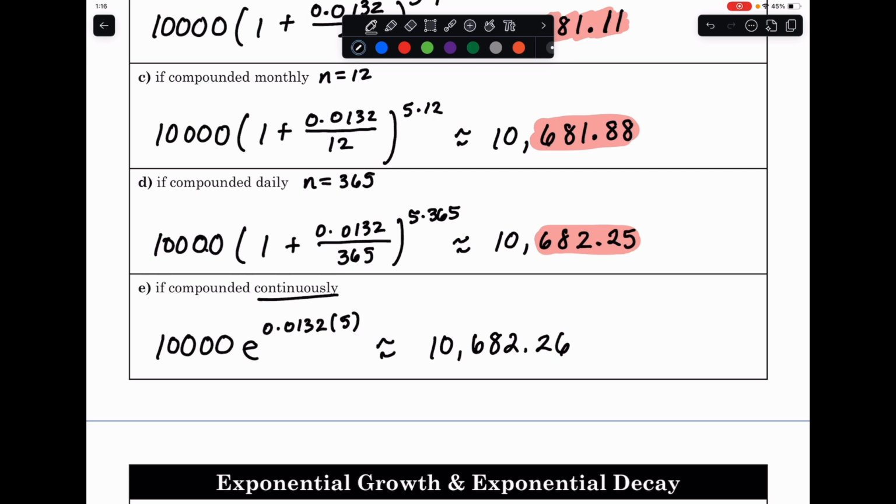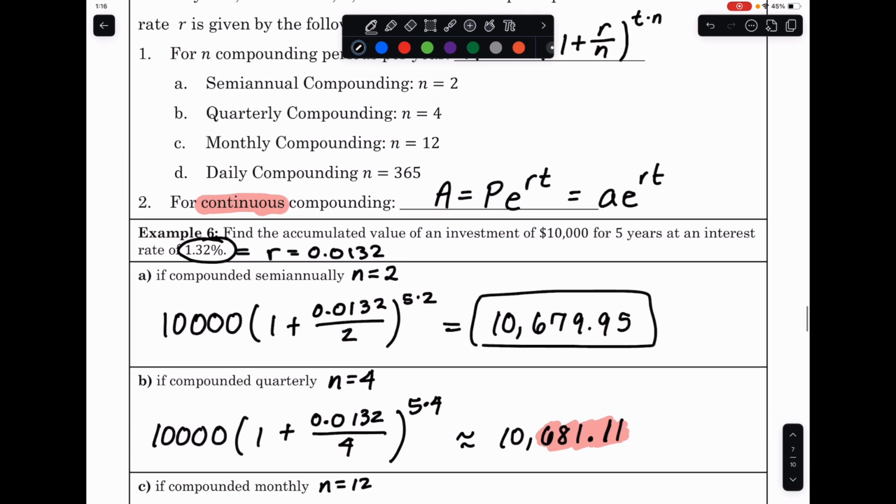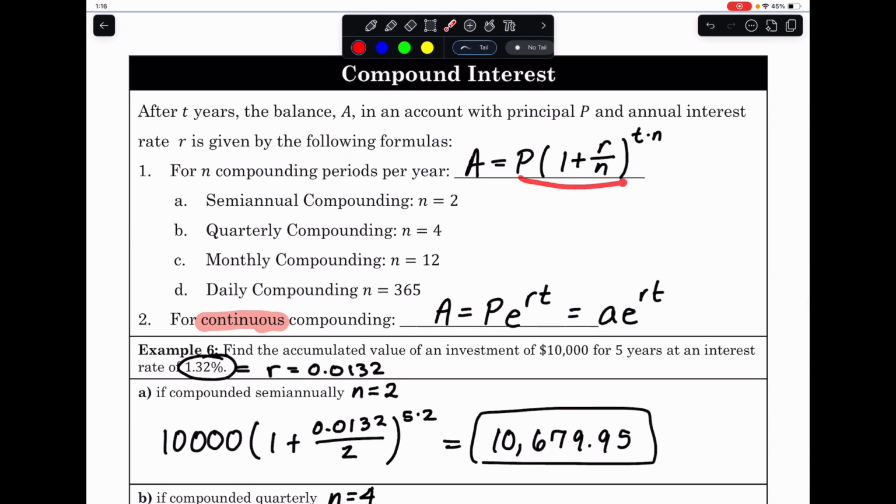So there you have it. When it comes to this last problem, just double check, read the question carefully, and see if it's using the word continuously. That's going to be your hint and your clue that you have to use this formula here. If it doesn't say continuously, then you'll have to use this version of the formula.